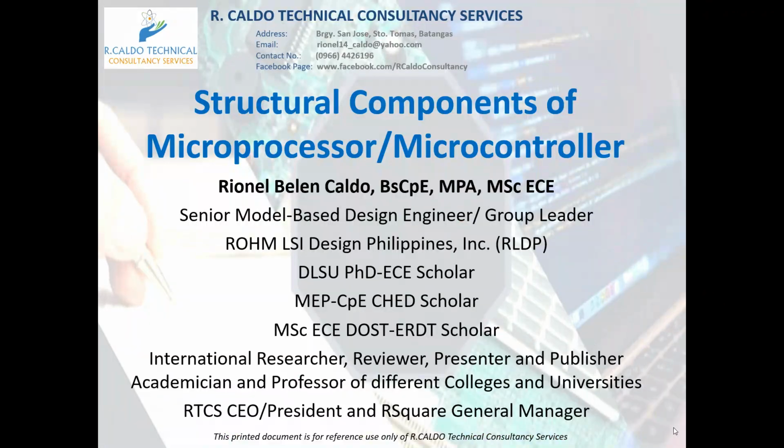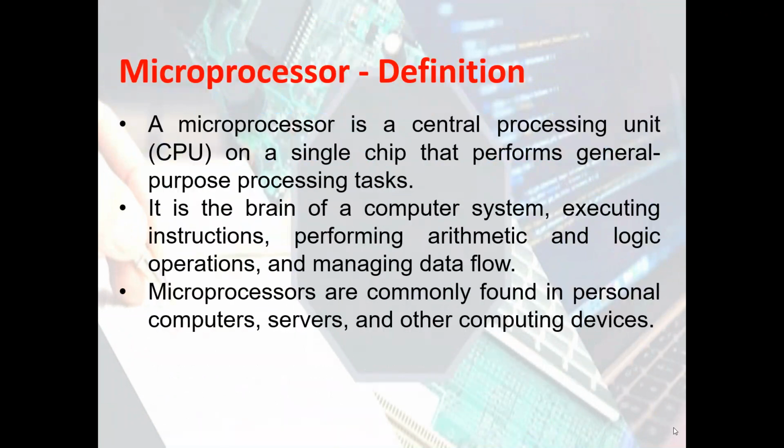All right. So we'll be discussing the structural components of microprocessor and microcontroller. So at first, let's define what is a microprocessor. A microprocessor is a central processing unit or CPU on a single chip that performs general purpose processing tasks. It is the brain of a computer system, executing instructions, performing arithmetic and logic operations, and managing data flow.